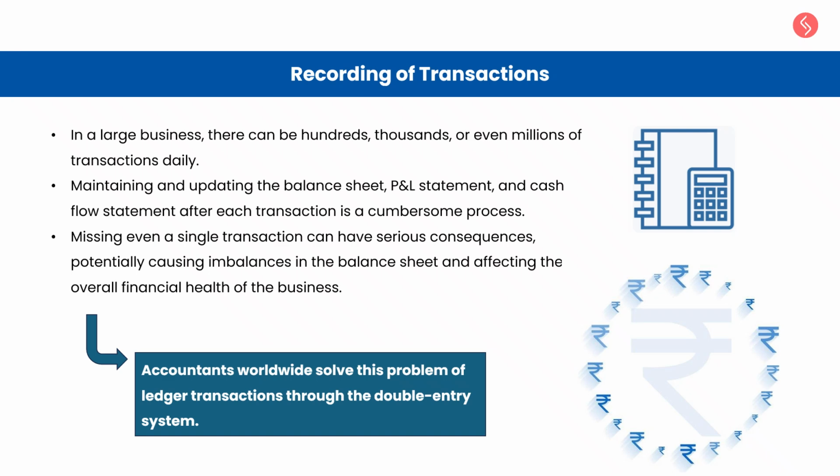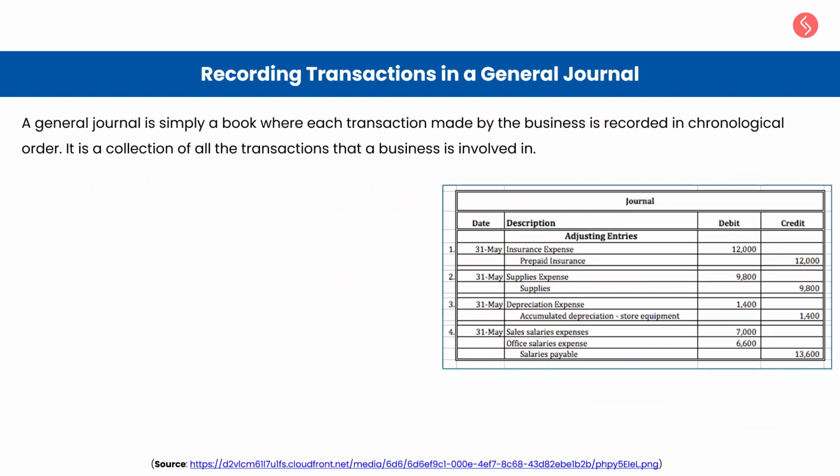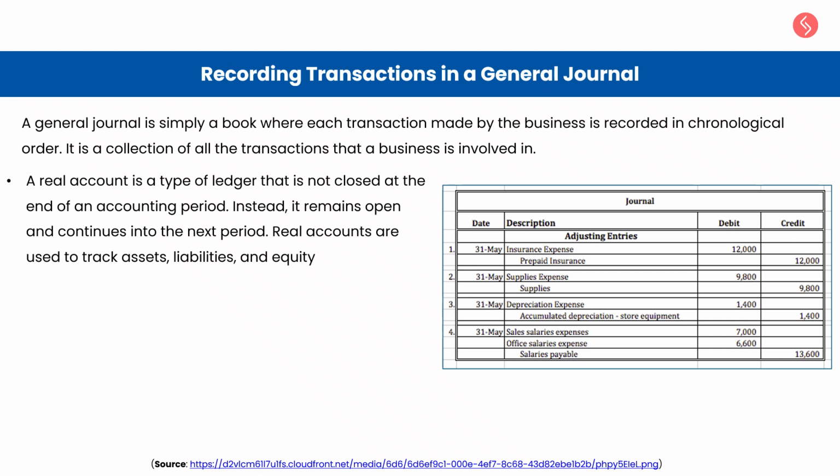Accountants worldwide solve this problem of ledger transactions through the double entry system. A general journal is simply a book where each transaction made by the business is recorded in chronological order. It is a collection of all the transactions that a business is involved in. A real account is a type of ledger that is not closed at the end of an accounting period. Instead, it remains open and continues into the next period.